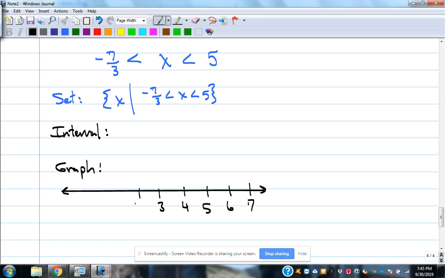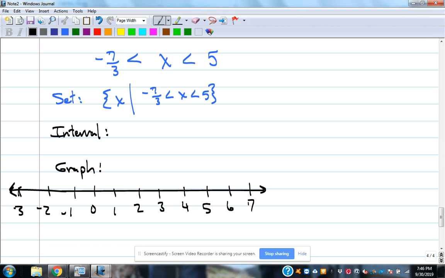4, 3, 2, 1, 0, 1. Give myself a little more space here. -2, -3. All right, there I have my number line. And now, each of these numbers are going to have what on them, on the number line? Parentheses, because neither of them have an equal to mark.